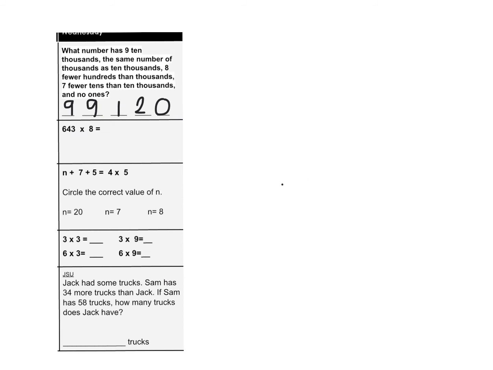Hi, mathematicians. Here is the answer for this first question about the place value spot. So take a look and see if you have that one. And we're going to jump right into this multiplication question. We have 643 and we're multiplying it by 8.